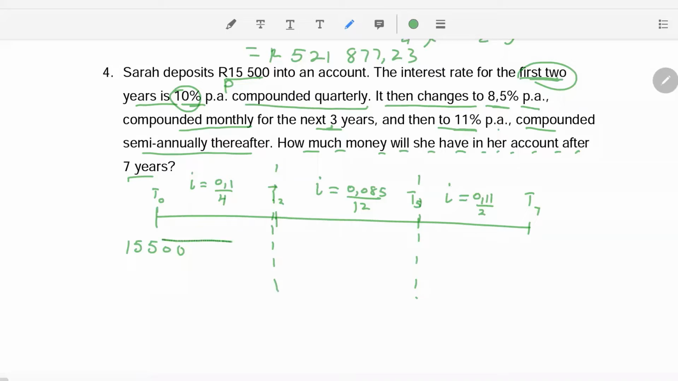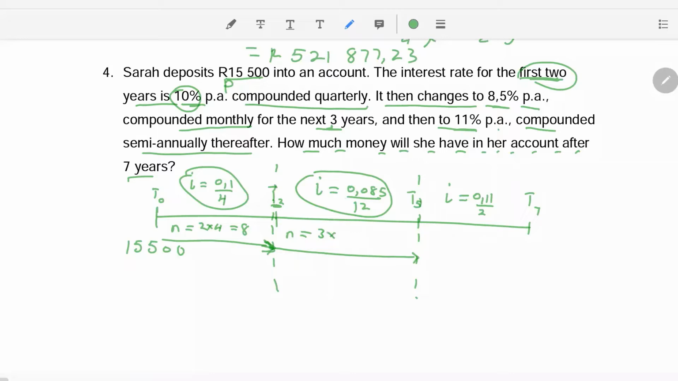So the 15,000 would grow for the first 2 years, earning the interest rate compounded quarterly. So that would be N equals 2 times 4, which is 8 quarters. Then at T2, it will earn a new interest rate, which is compounded monthly. So from T2 to T5, those are 3 years. So N would be 3 years times 12, which will give us 36 months.